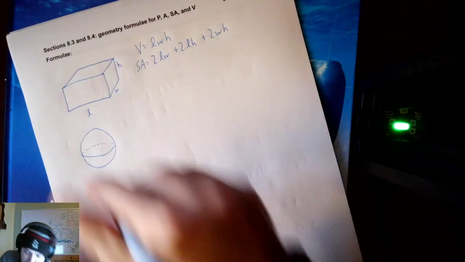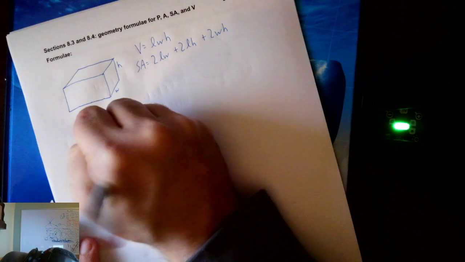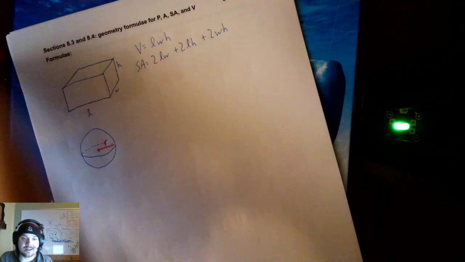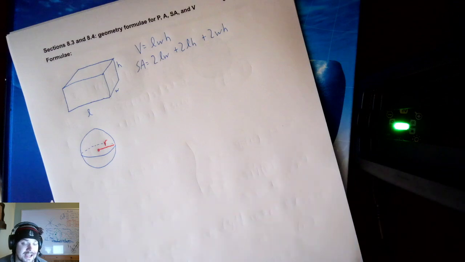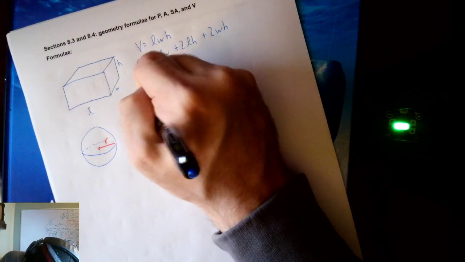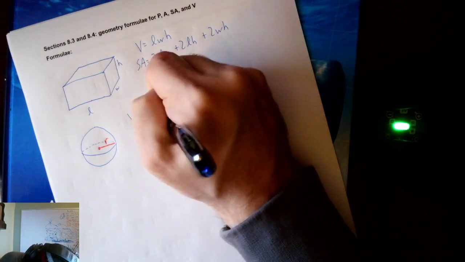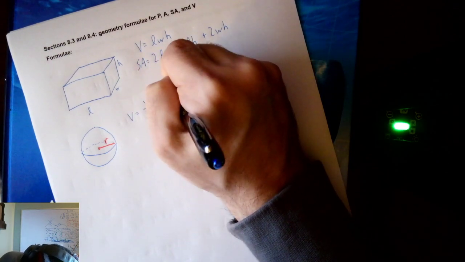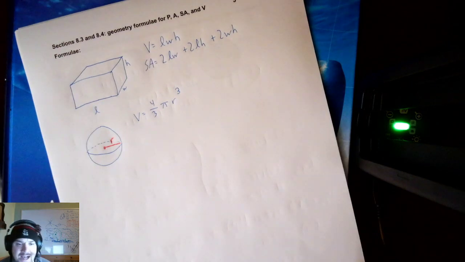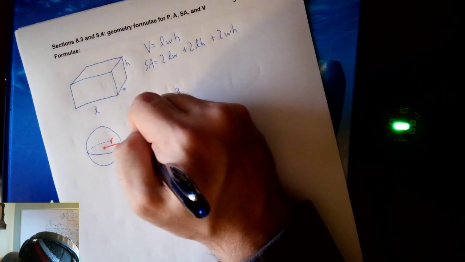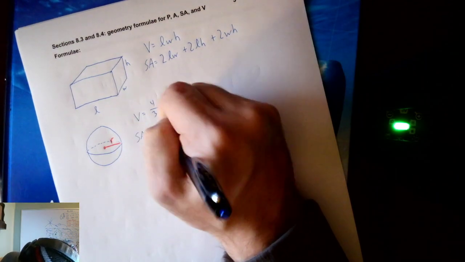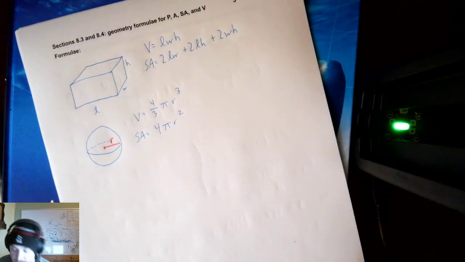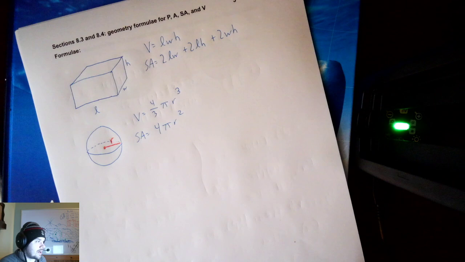And spheres have one measurement, and that's a radius. Just like with a circle, radius and diameter are used interchangeably when talking about spheres, but we need to know the radius for the formulas. Because the volume for a sphere is 4/3 pi r cubed. That's the volume for a sphere. The surface area for a sphere is just 4 pi r squared.